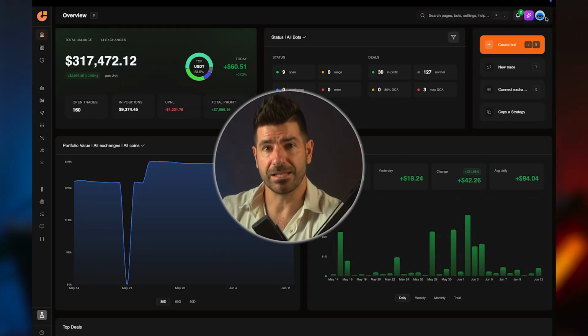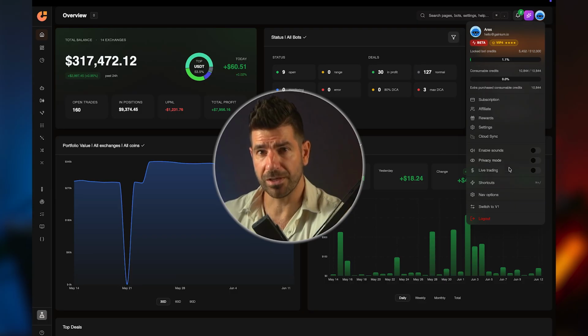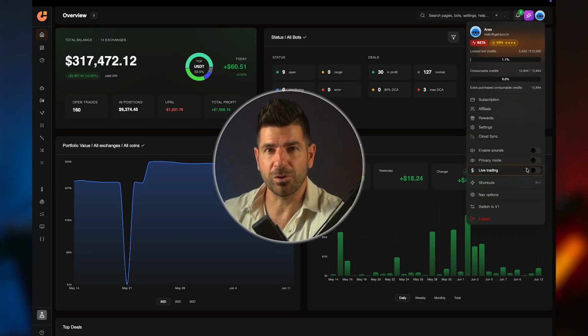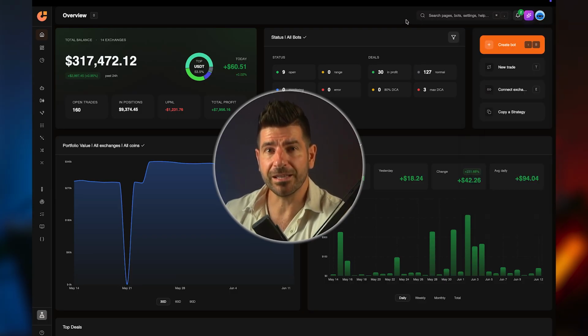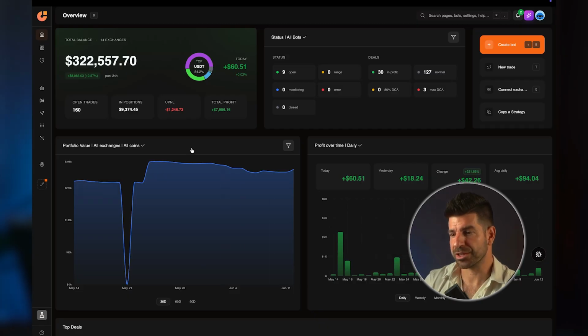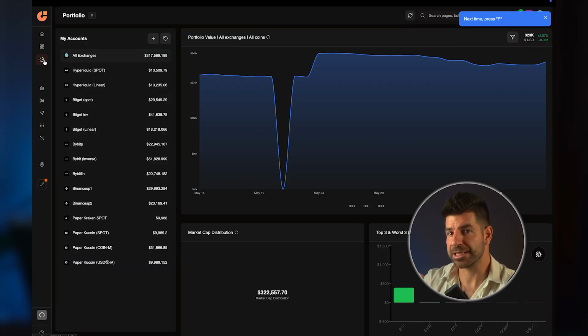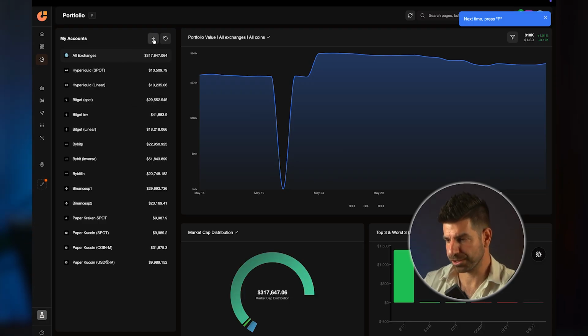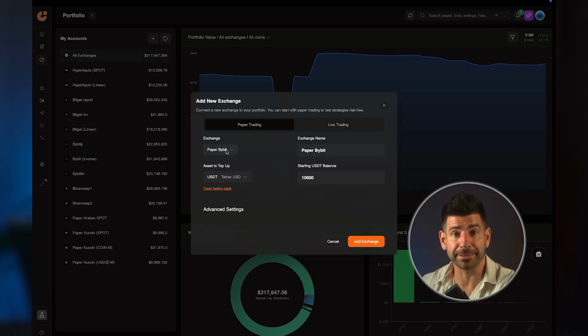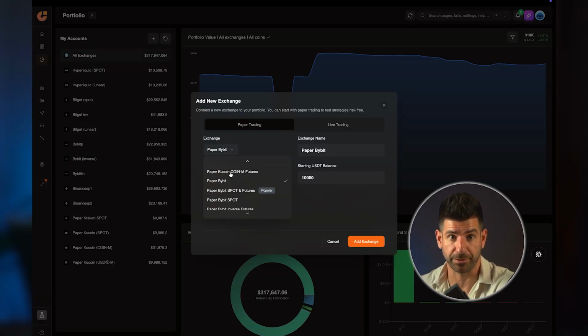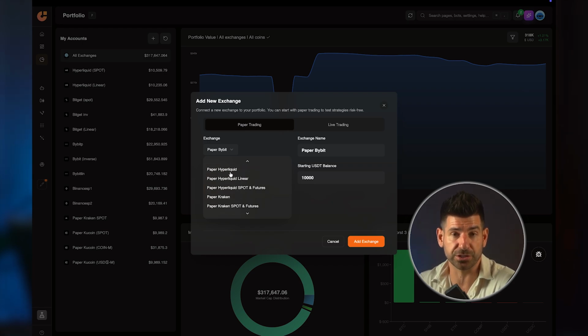Here's how. Step 1. Go to your account menu in the top bar. You'll see a toggle to switch between live and paper mode. Click it to switch to paper. Step 2. Now you need a paper exchange. Go to Exchanges, click Add Exchange, and select Paper Trading. Choose which exchange you want to simulate. Binance, Bybit, KuCoin, whatever you normally trade on. You can create as many paper trading exchanges as you need.